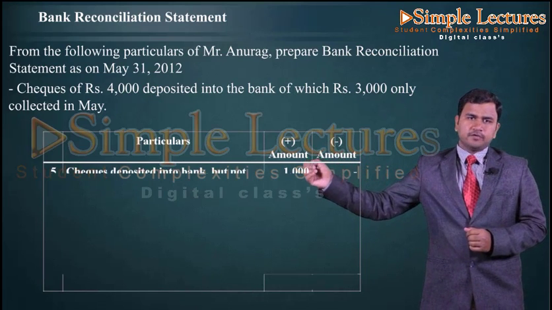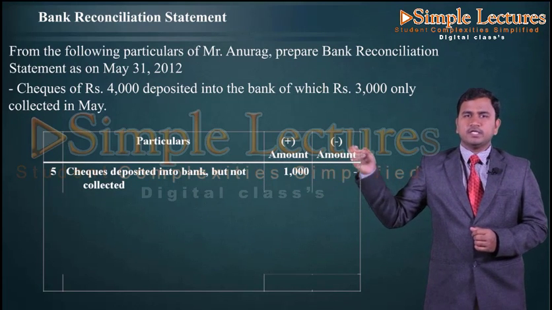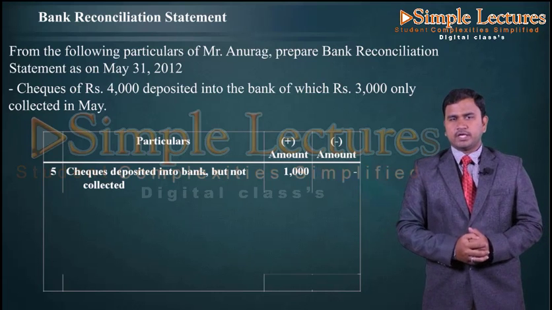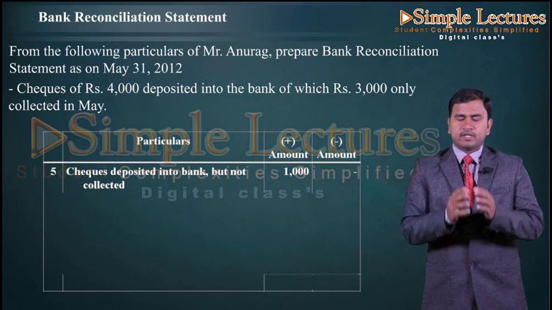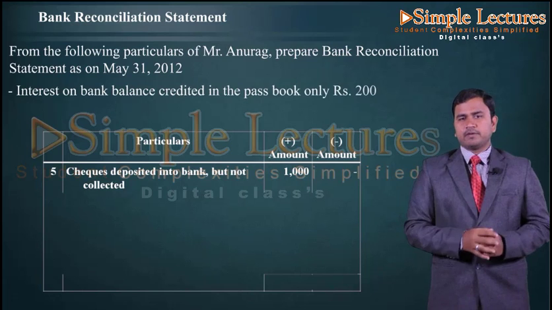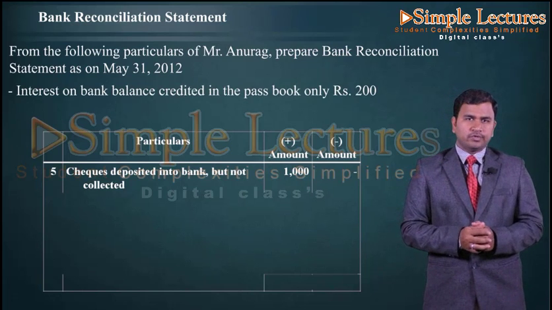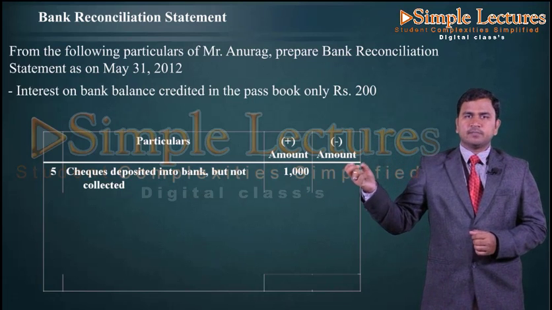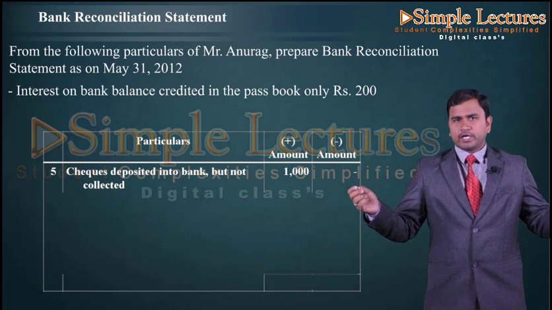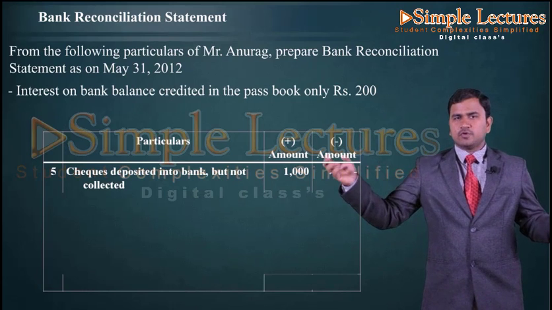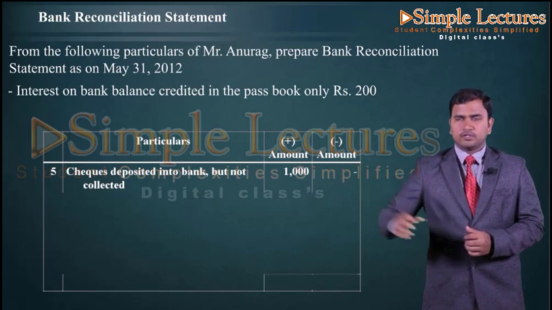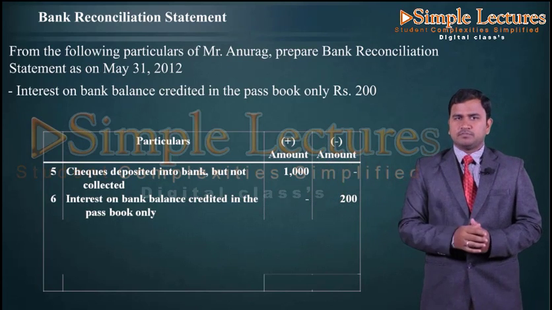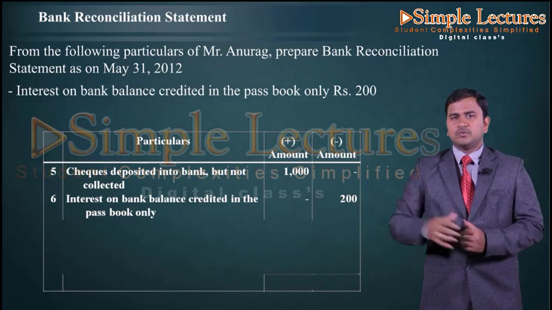So serial number 5, check deposited partly collected. Here 4000 minus 3000, 1000 we are going to take in the positive amount column. Then we have interest on bank balance credited in the passbook only, 200, which means that 200 rupees were added in the passbook which was not added in the cash book. To bring the balance, the amount which was added we have to deduct now. So serial number 6, interest on bank balance credited only in the passbook, in negative amount column 200.